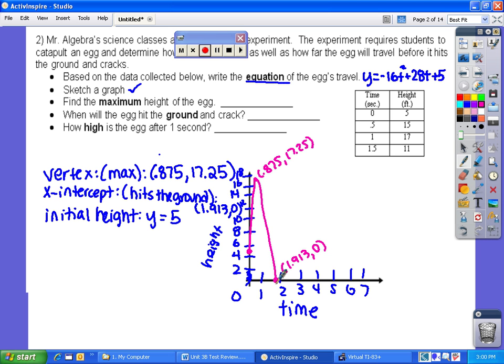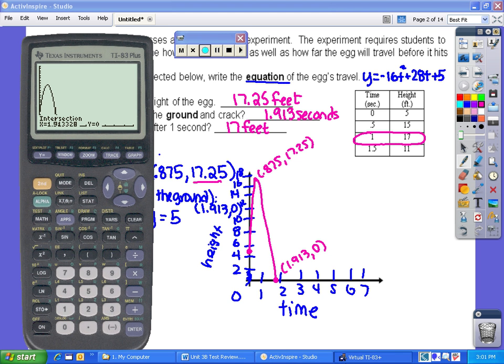So the maximum height is right here. That's 17.25 feet. When will the egg hit the ground? That's right here at 1.913 seconds. And then right here is what it is after 1 second. 17 feet. Or you can look at the second graph in your table and look right here at 1, it's 17.